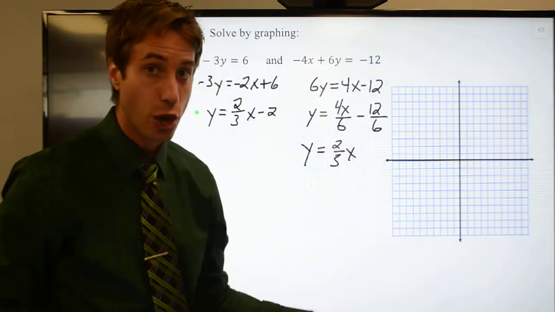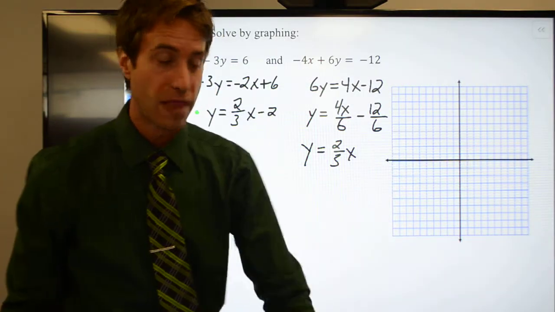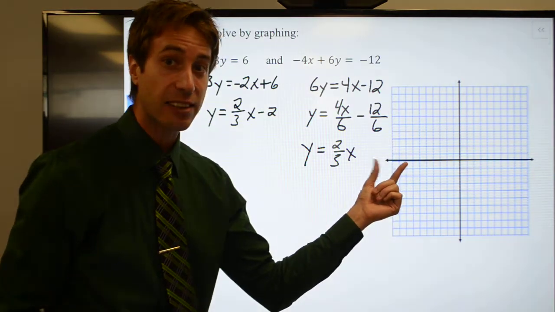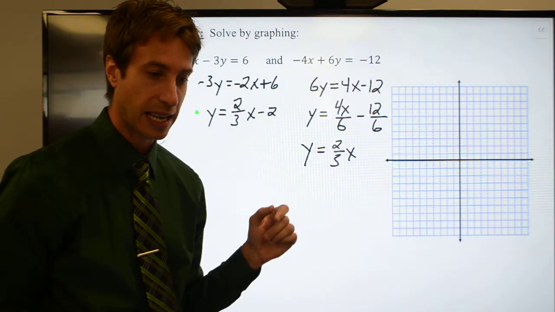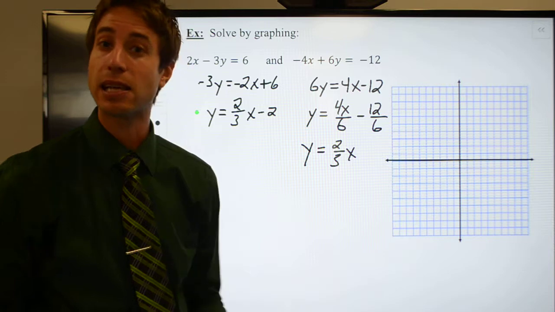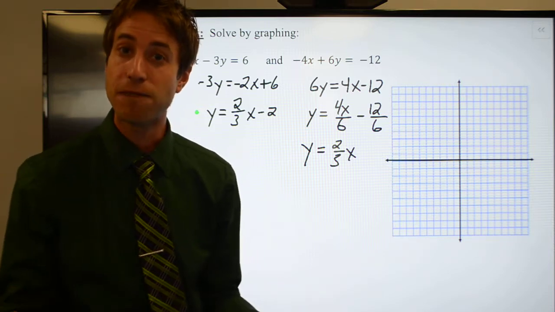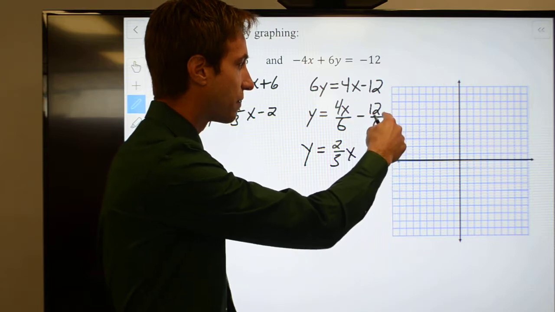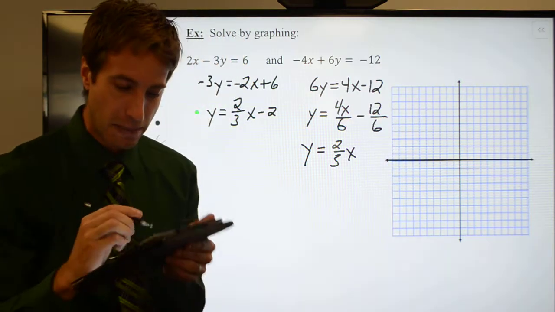I am now immediately thinking, okay, either there is no solution, or if my y-intercept comes out to be exactly the same as this guy, then that means they're the exact same equation. I have an infinite number of solutions. Let's see what happens. A negative 12 divided by 6 gives me a minus 2.